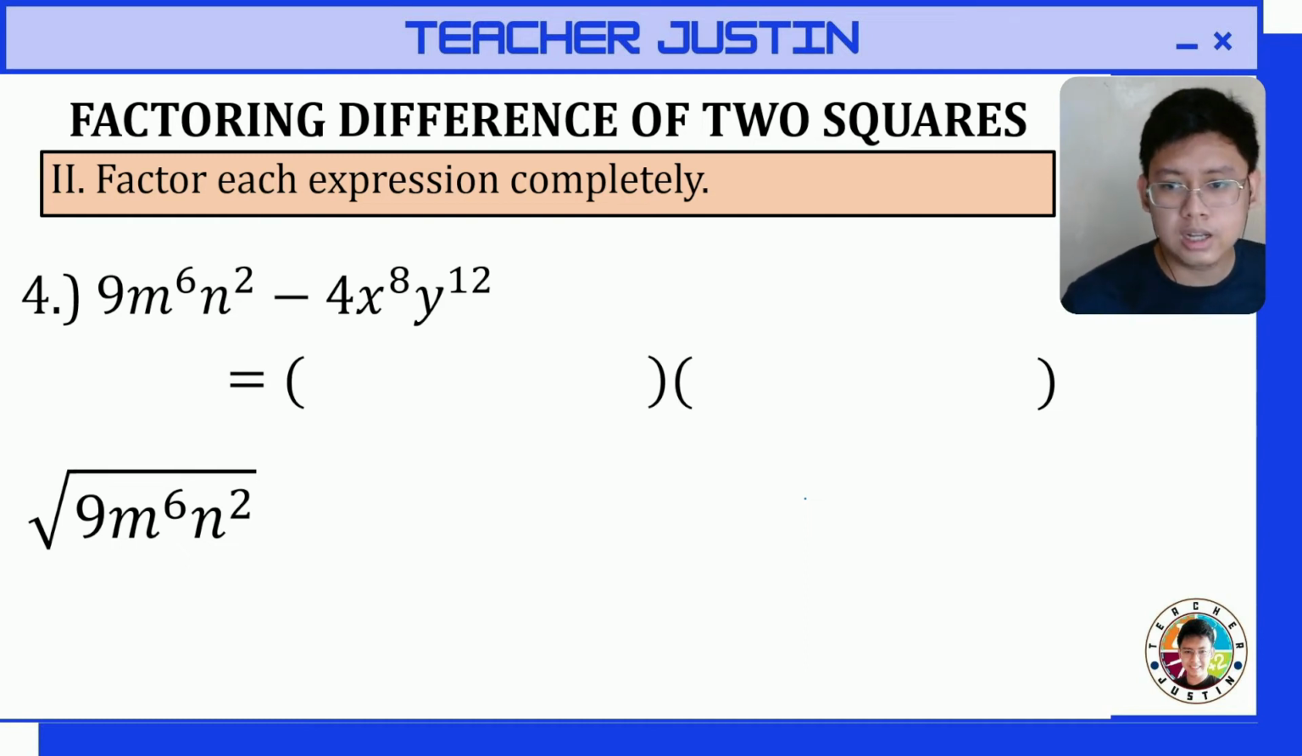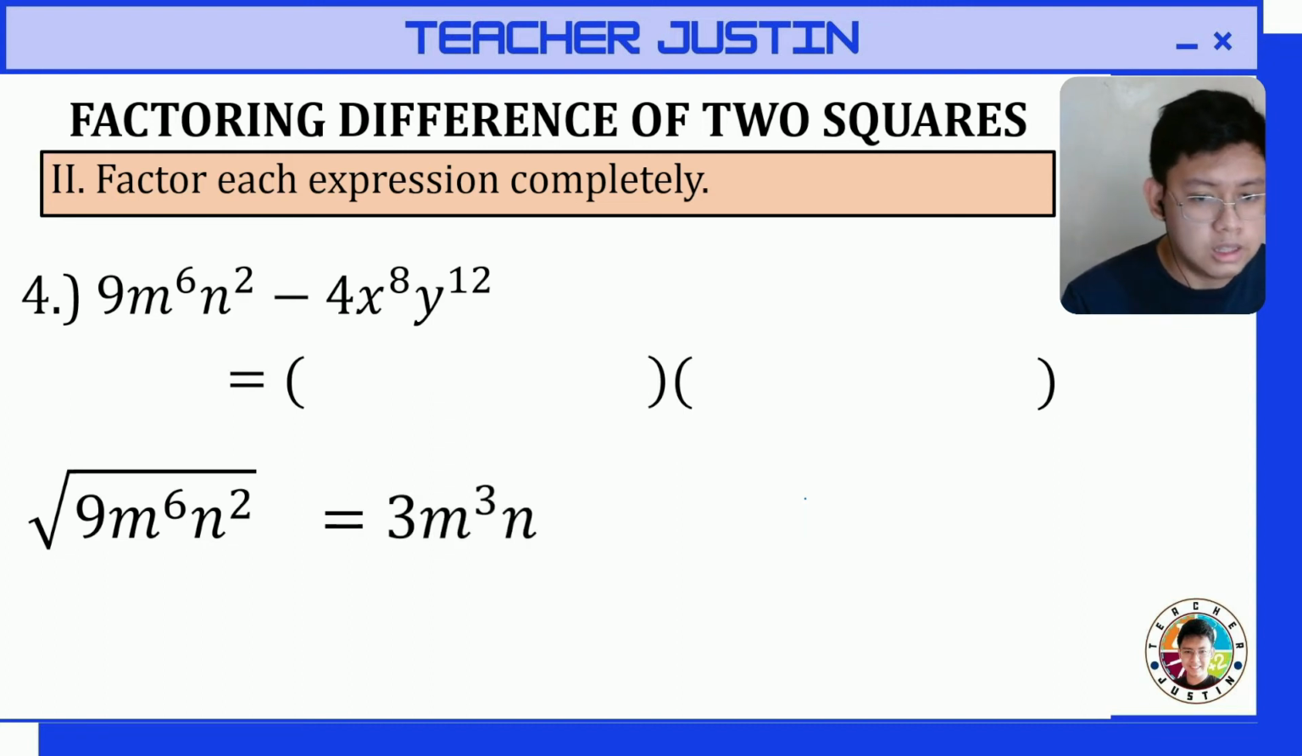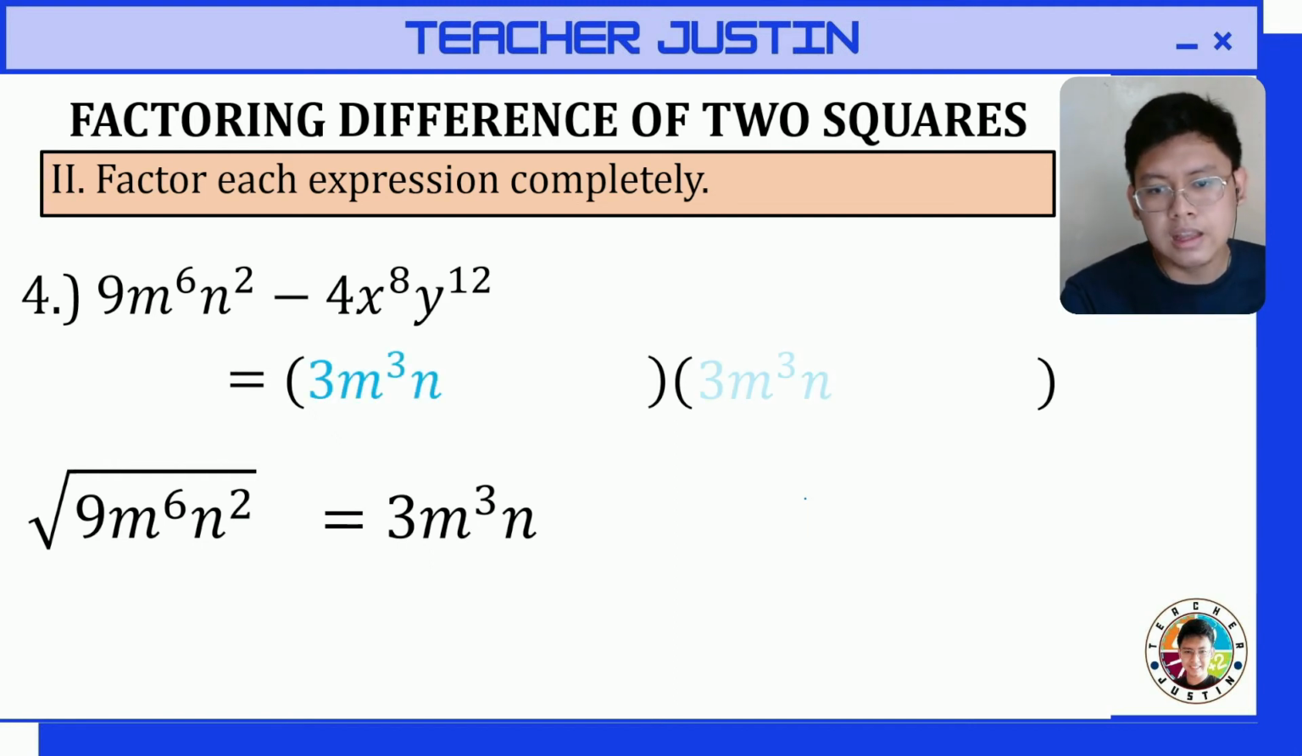So, we get the square root of each factor. So, the square root of 9m raised to 6 n raised to 2 will be equal to 3m cubed n. That will be the first term of each group. So, lagay natin si 3m cubed n sa ating first group at second group.